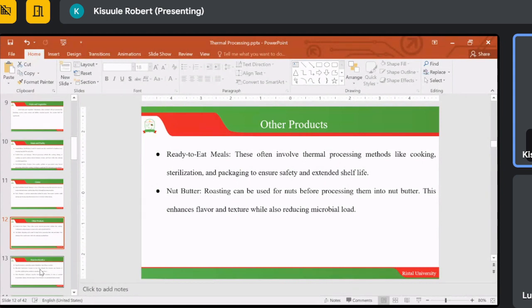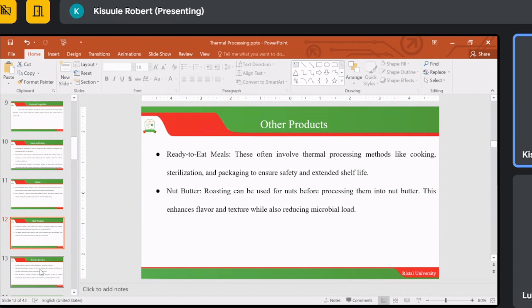Well, for the other products such as ready-to-eat meat, these often involve thermal processing like minimal cooking, minimal sterilization, and packaging to ensure that their extended shelf life is a quality that they do have, because these are ready-to-eat meals. For the nut butter, we tend to do roasting on the nuts before processing them into nut butter. This also helps enhance the flavor and the texture and reduce the microbial load.